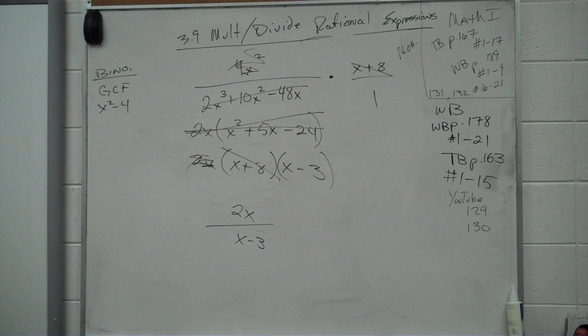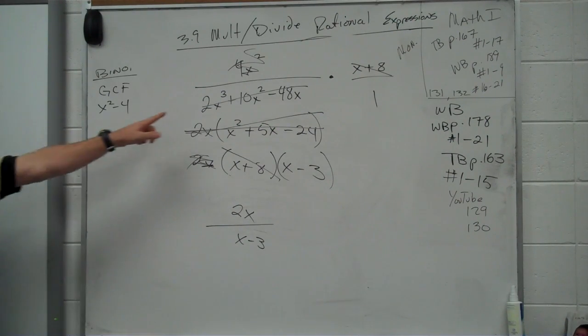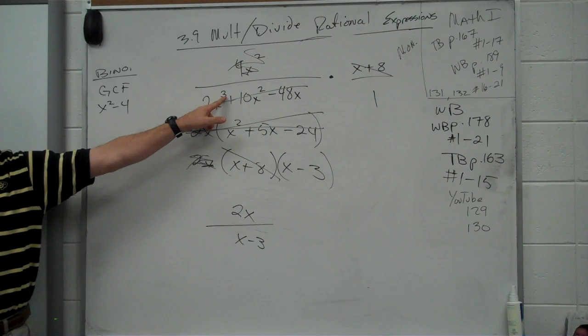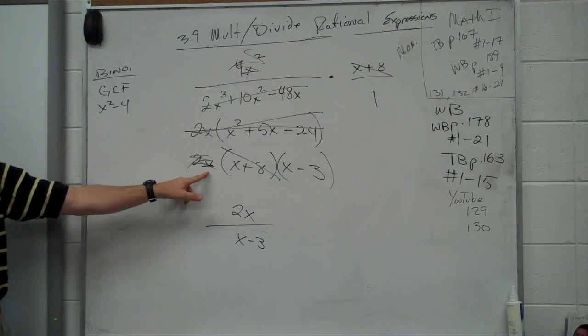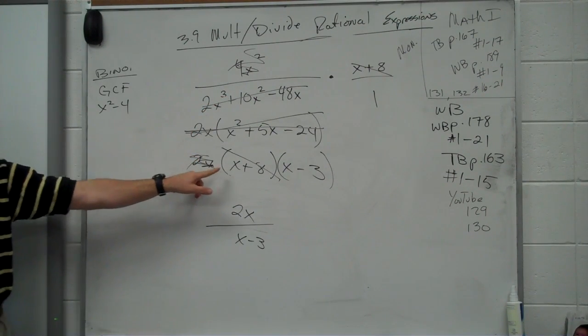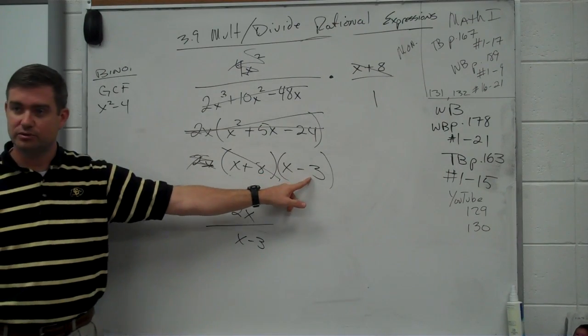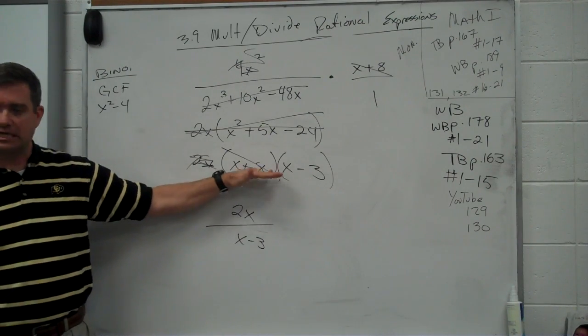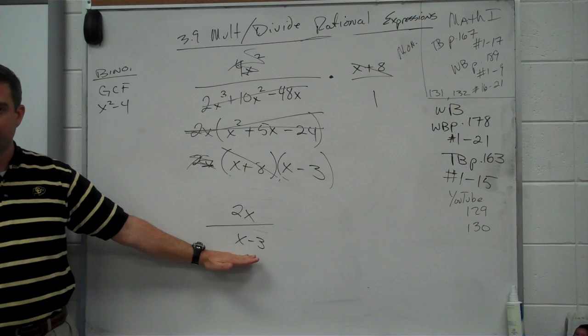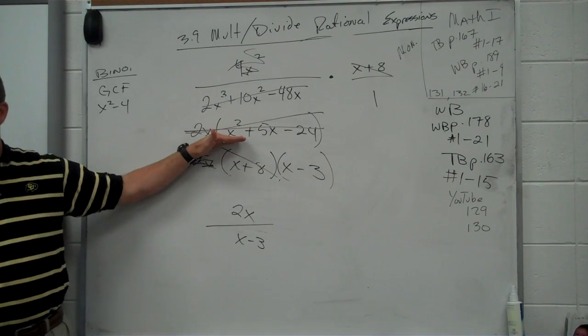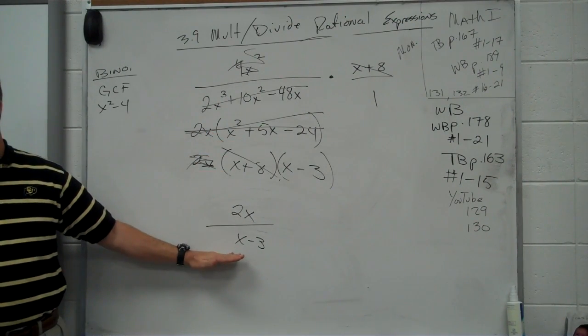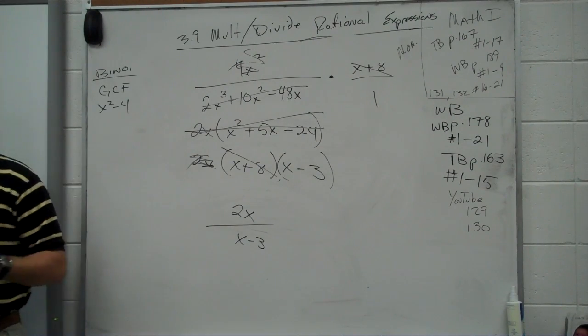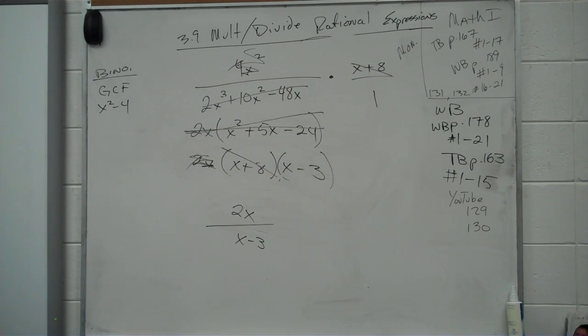What would the excluded values be of this problem if they asked you? First of all, how many would you have? 3. Isn't it x cubed? You would have 3 of them. And what would they be? 0, negative 8, and positive 3. Why do you look here rather than here? You always look at the problem, not the solution, to find excluded values. I'm reviewing you because that's something we talked about the other day.